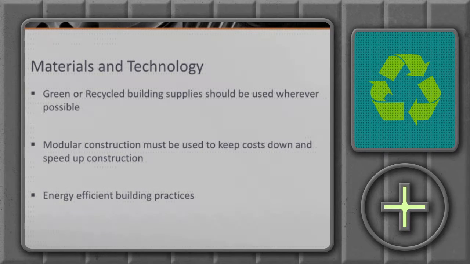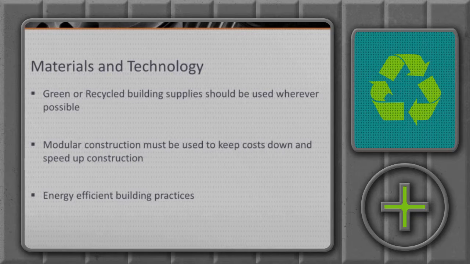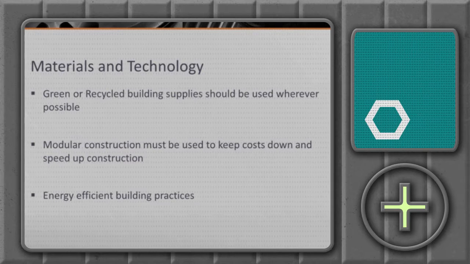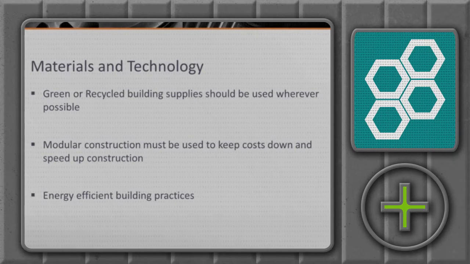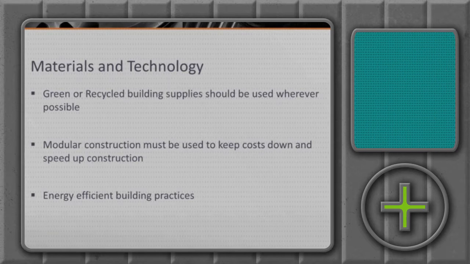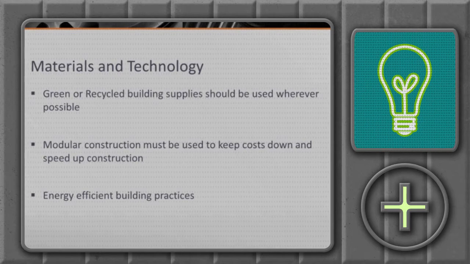The next constraint is looking at materials and technology. For this, we wanted to build a sustainable home. So we're going to try to use green or recycled building supplies wherever we can. We're also going to look at building with modular construction, and this is going to be used to keep costs down and speed up the process of construction. And the last thing we want to do is use energy efficient building practices, which is going to allow the best use of our materials and also keep our home energy efficient for years to come.